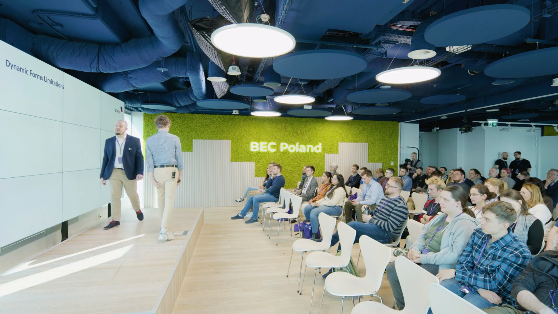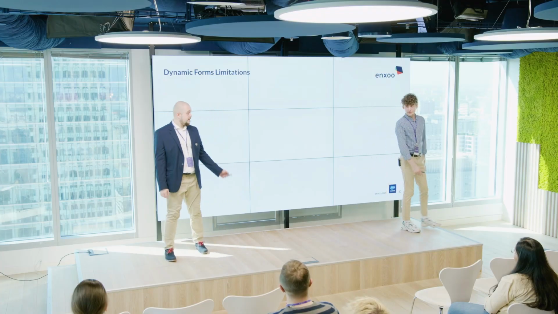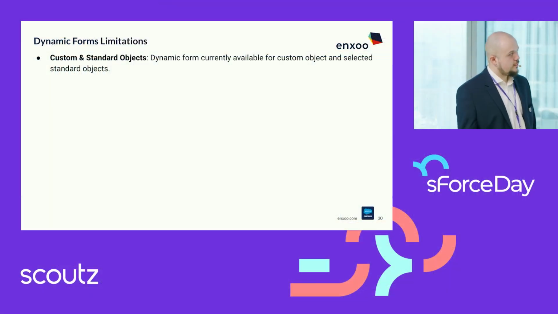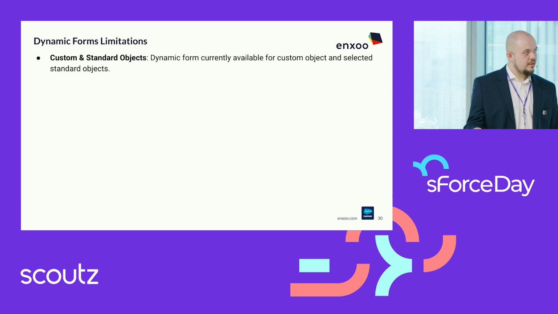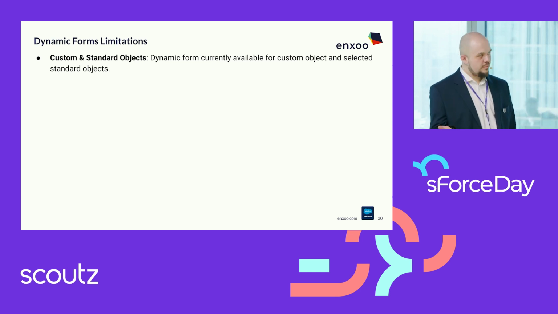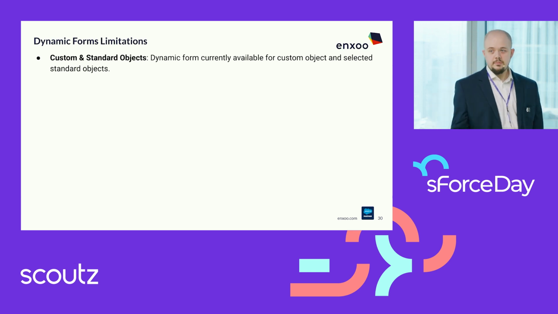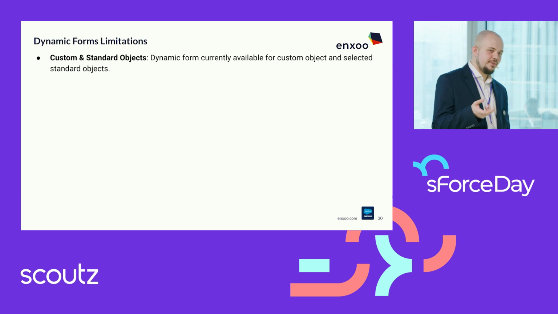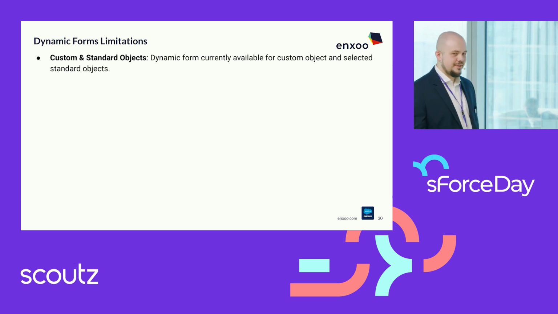Yeah, so let's start from the limitations which we can find directly in the documentation. Speaking about custom and standard objects, dynamic forms are currently available for all custom objects and selected standard objects. So for example, on account, contact, and opportunity, we can easily enable dynamic forms, but on event, for example, it's not yet possible. I said yet because we are currently trying to redesign the event and we have some issues with this.